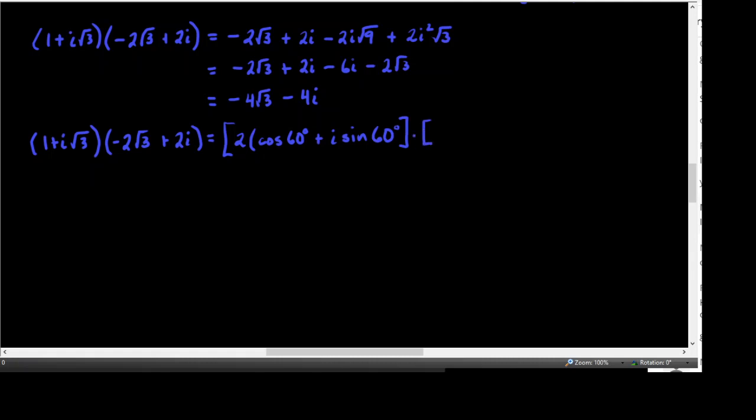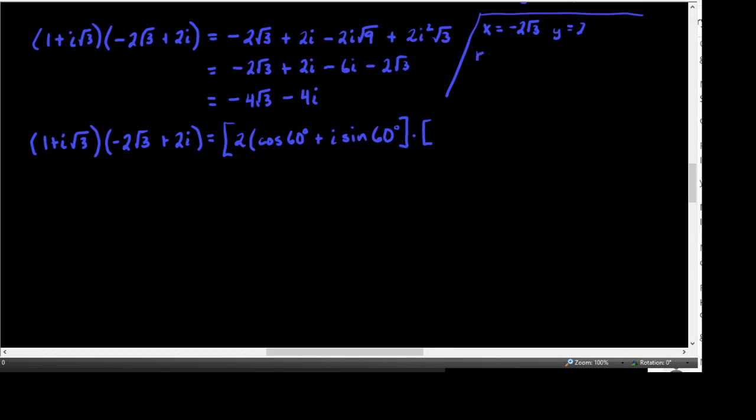Times something. So if that's what we are trying to get into polar form, we've done a couple of these already, so I'll be able to go through this kind of quickly. I'll do this off to the side. The x for the second one would be negative 2 square root of 3. The y would be 2.